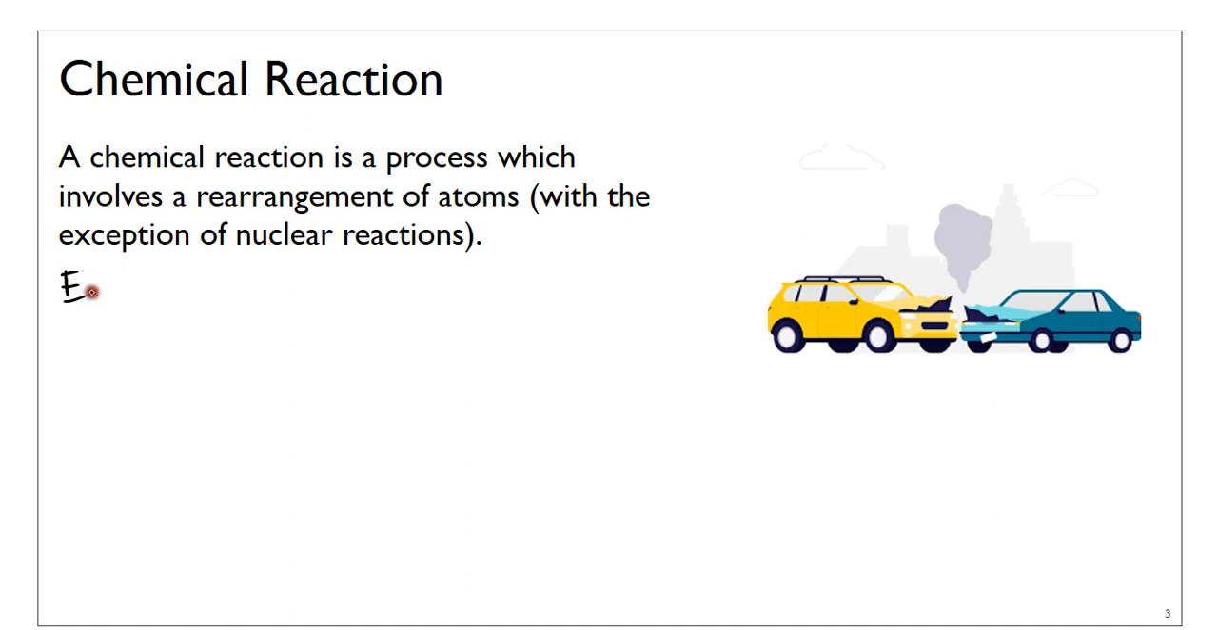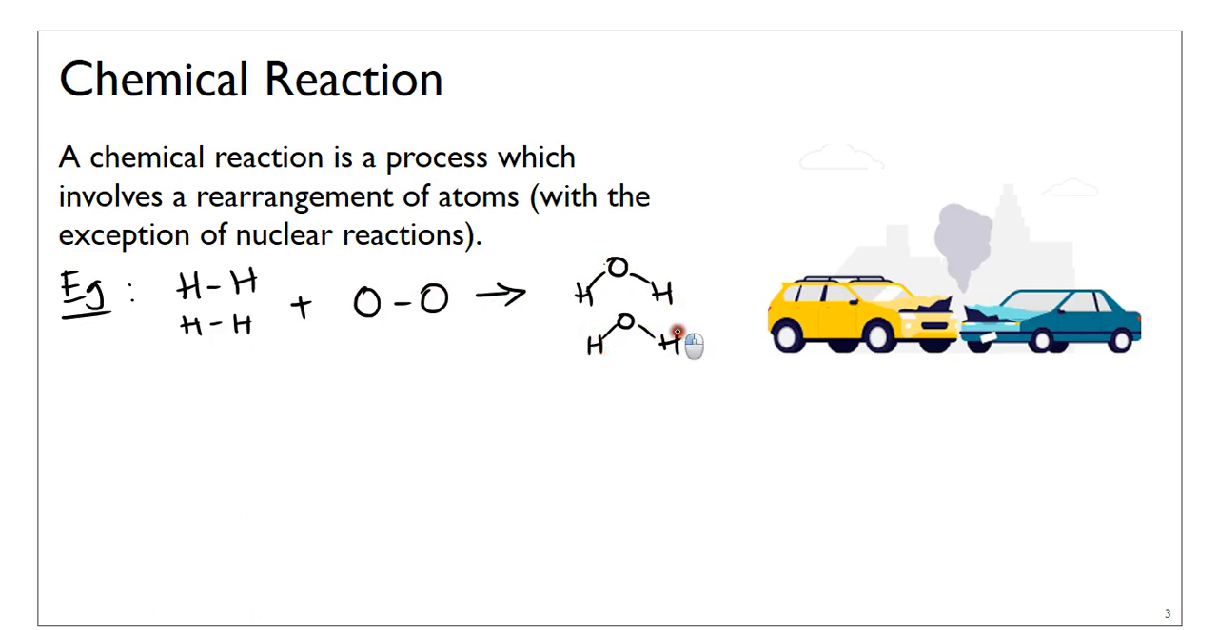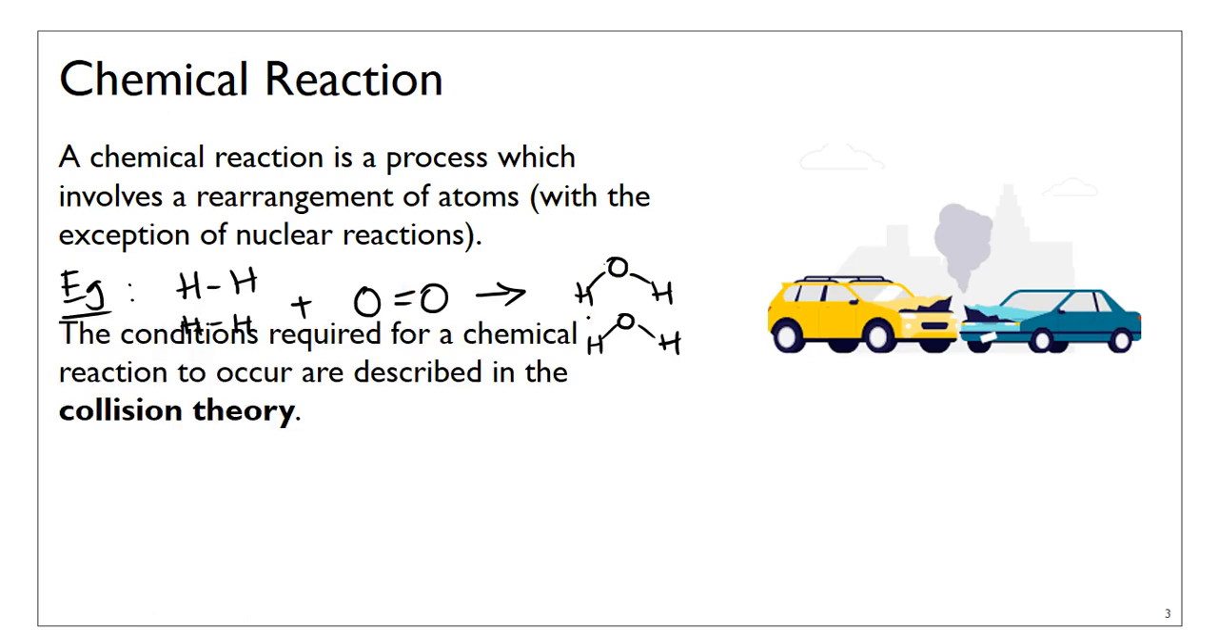So if I just give a quick example, if you have hydrogen reacting with oxygen, this is also a redox reaction, and you produce two water. You can see here that there has been a rearrangement of atoms. The hydrogen atoms are no longer covalently linked together, the oxygen atoms are no longer covalently linked together, and hydrogen is now linked with oxygen to form water. So there is a rearrangement of atoms here.